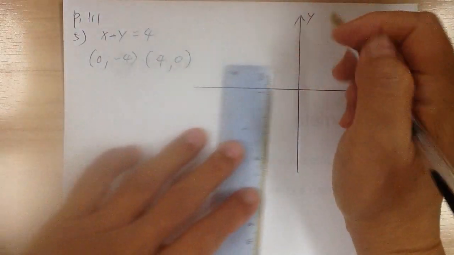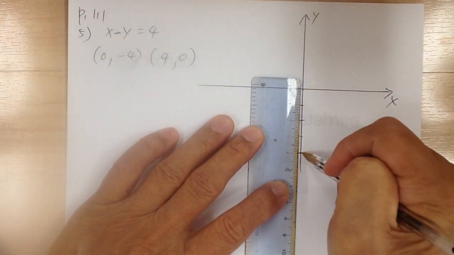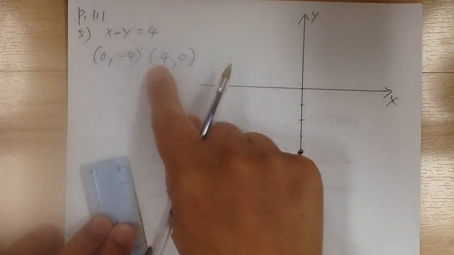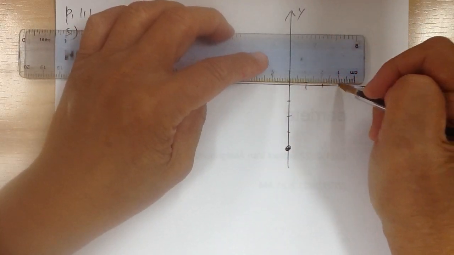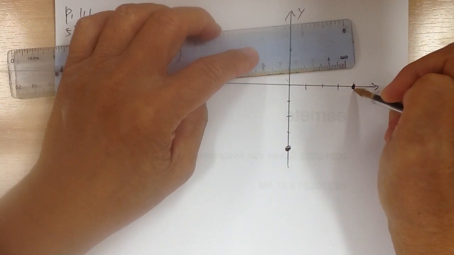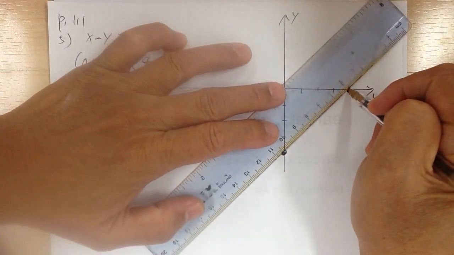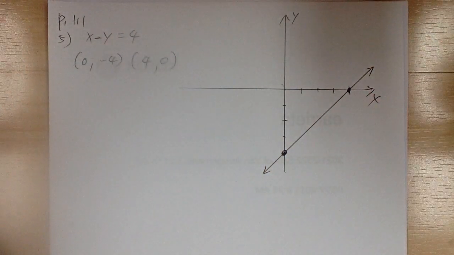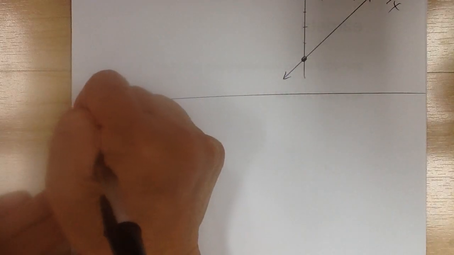Okay, so (0, -4). So that's this point right over here. Right? Next point is (4, 0). So it's right over here. And once you get the 2 intercept points, these are called intercepts. And just go and connect the dots, and that's it. Okay? So again, it's very simple. Okay. Now let's go to number 7.